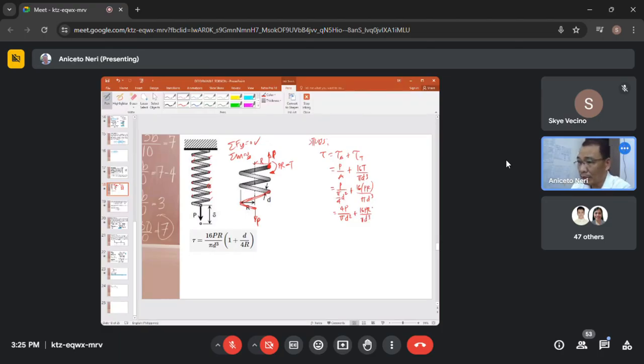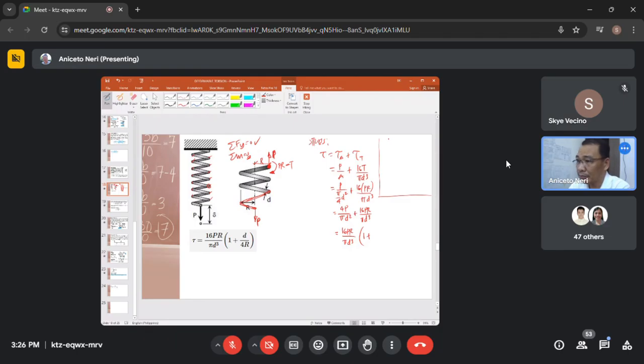So, saon factor out. Okay? So, dire, ang gipresent sa libro is para magawas ni is kini tanan ang i-factor out. Instead na common factors lang. So, 16PR over pi d cube. Kini nga term divided by this one, 1. Plus, kini nga term divided by this one.